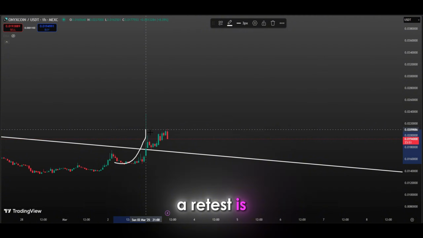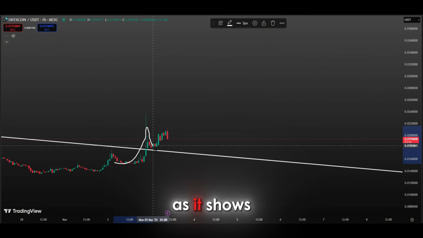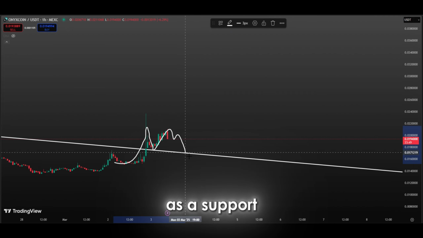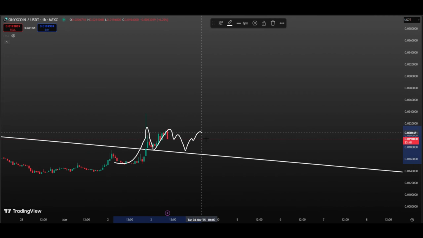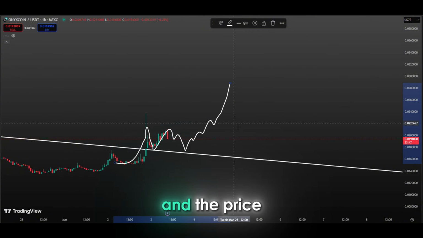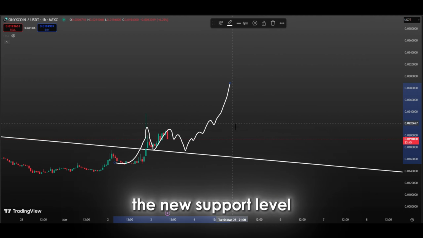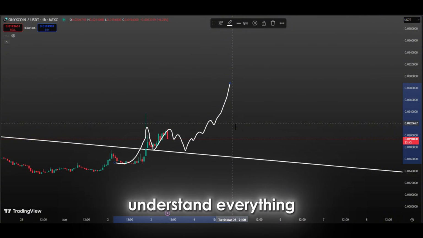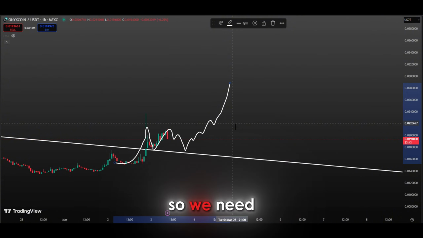A retest is usually a confidence booster for traders, as it shows that a bullish move will be healthier if the price tests the breakout as a support and reacts upwards from there. Breakouts without a retest can sometimes be fake breakouts, and the price can go back to the old trend. But here, the price seems to have confirmed the new support level by retesting after breaking the downtrend. And we can't understand everything just by looking at the trend, so we need to examine other metrics as well.